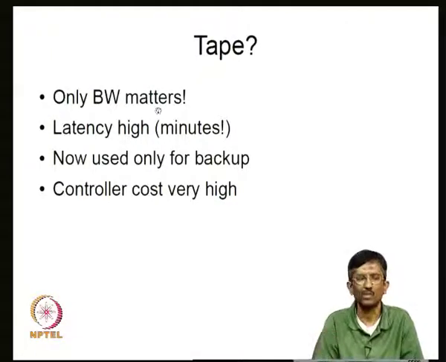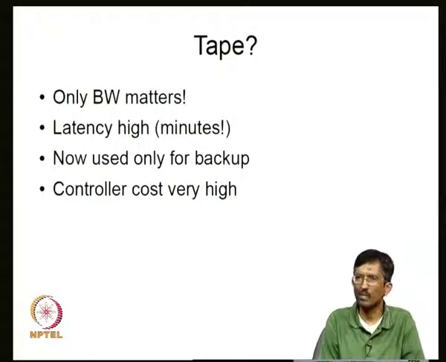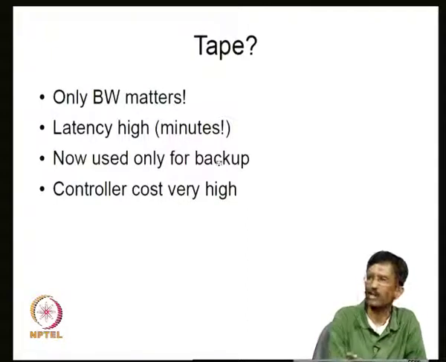Once it starts moving, it moves at very high speed. Some of the high speed tapes can have better bandwidth than even disks. Okay. They are very good at bandwidth. That means that the minute you start it, if you want to write a huge chunk, it can write it quite efficiently. But you can't afford to stop it and rewind all those things. If you do that, you are dead. You don't have efficiency. So it's only used for backup.